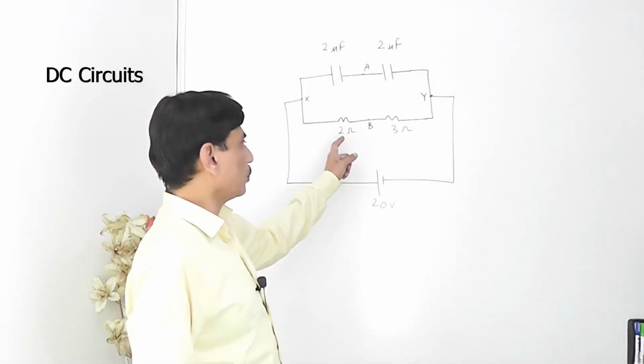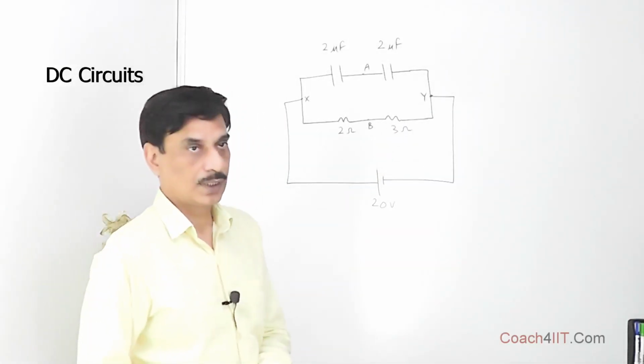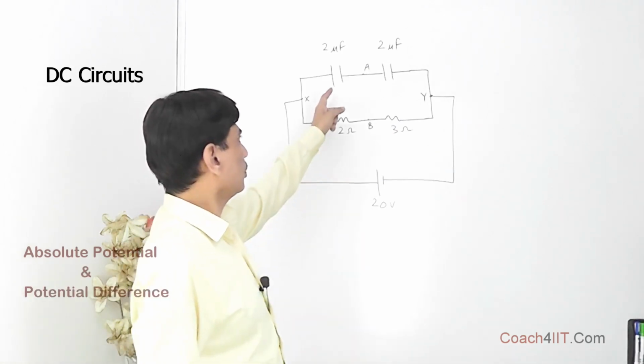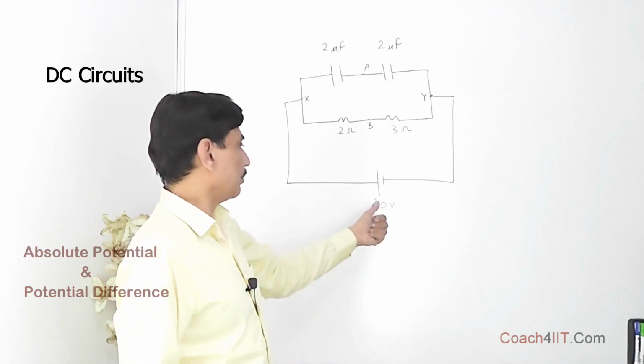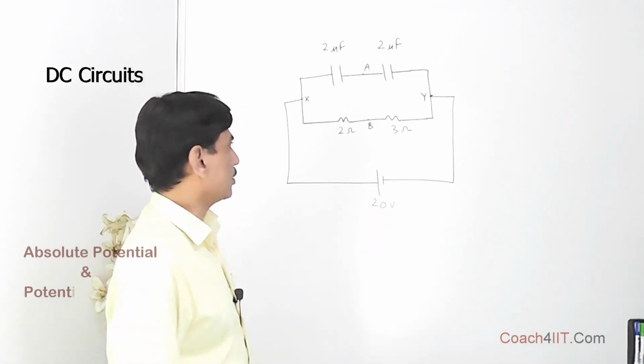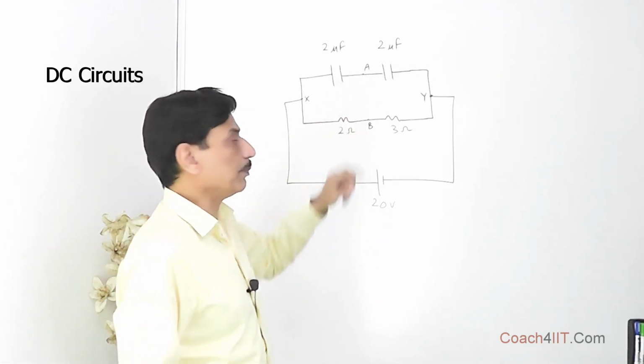We have two resistors of 2 ohm and 3 ohm which are in series. We also have two capacitors, 2 microfarad and 2 microfarad, which are also in series, and there is a battery of 20 volt. We are asked what is the potential difference between the points A and B.